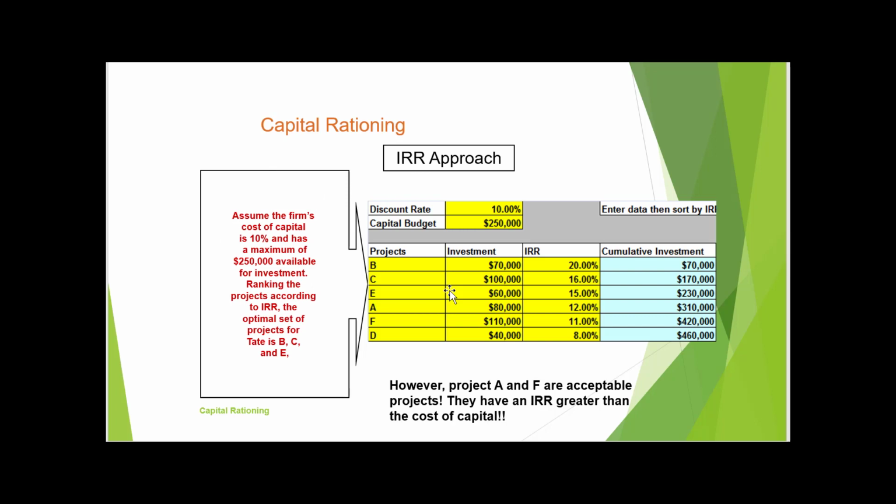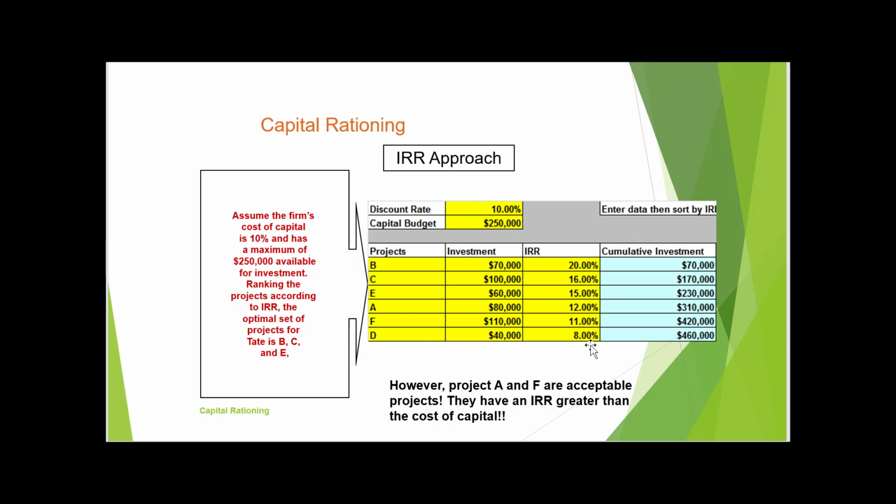So the first thing we want to do, let's look at internal rate of return. And again, this is a worksheet that I provided, capital rationing. And what it says is, look, put in the numbers you know. Discount rate's 10%. The budget's $250, right? Now we're going to enter, I've already done this sorting, but you enter the projects, in this case A through F, their investment, their internal rate of return.